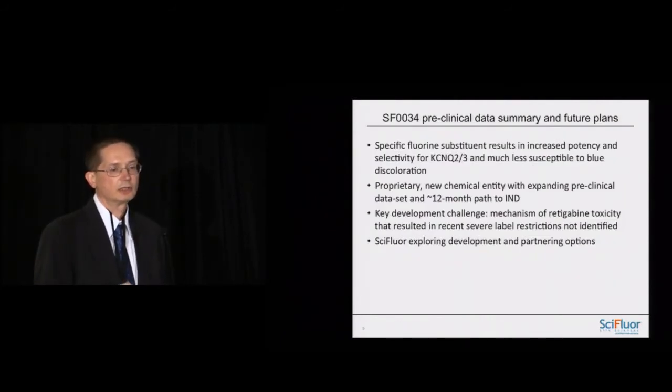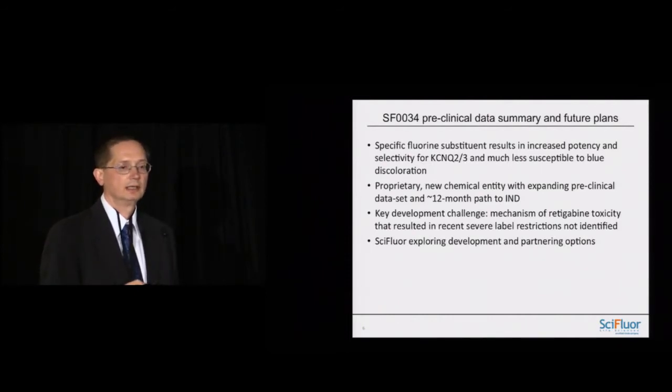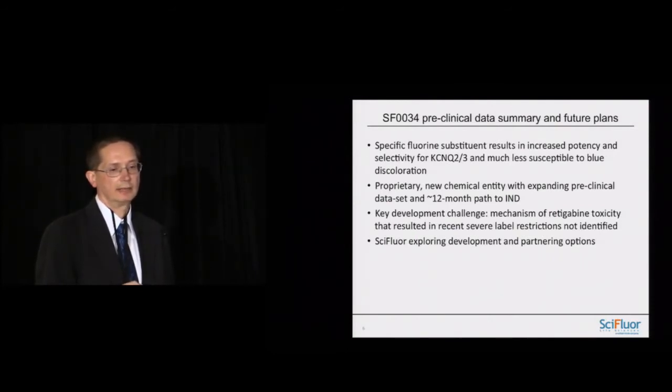So answering the questions that were presented to us in terms of where we are in our preclinical development and future plans, we believe that making a compound with a very specific fluorine substitution pattern results in increased potency and selectivity for KCNQ2-3. We also have this finding that it's much less susceptible to blue discoloration. It is proprietary. It's a new chemical entity. We have an expanding preclinical data set thanks to the NINDS, and would be approximately 12 months from being able to submit an IND.